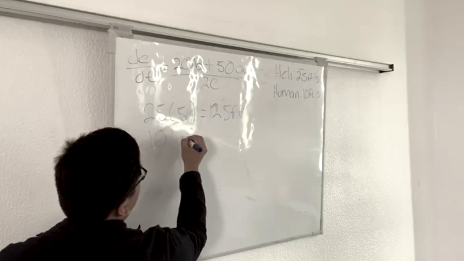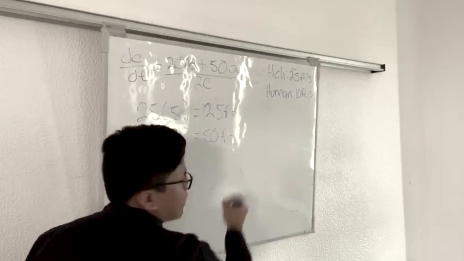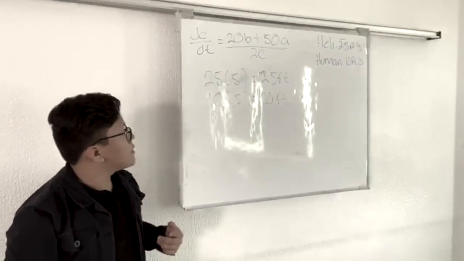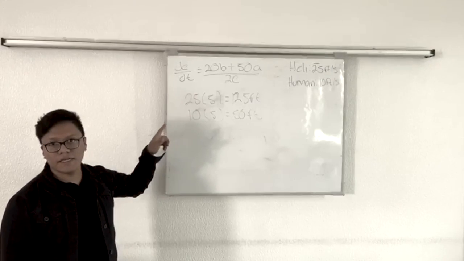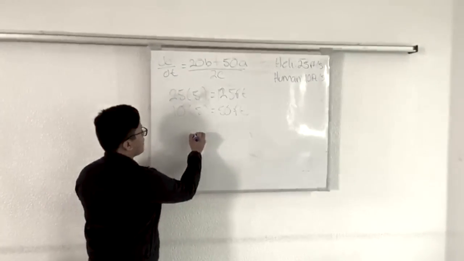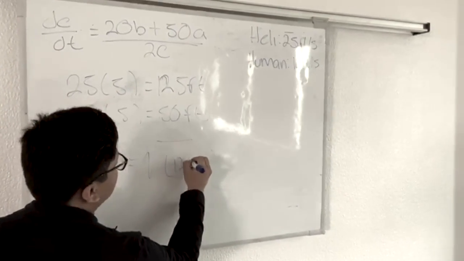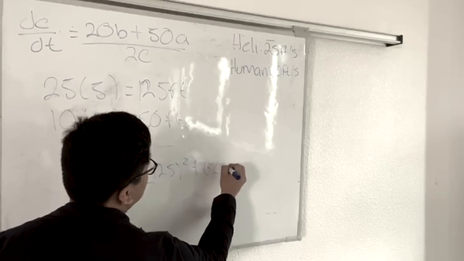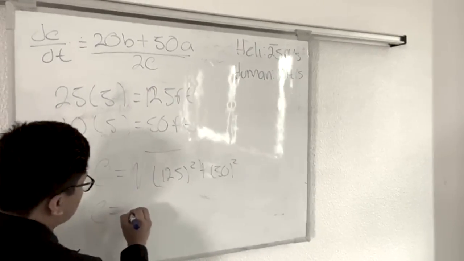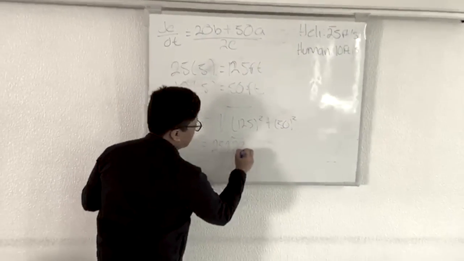25 feet per second times 5 seconds equals 125 feet. 10 feet per second times 5 seconds equals 50 feet. Now we have the distances of both the helicopter and the human. In order to find c, we're going to replace this data in the Pythagorean formula, being c equals the square root of 125 squared plus 50 squared. This leads to c equals 25 square root of 29.